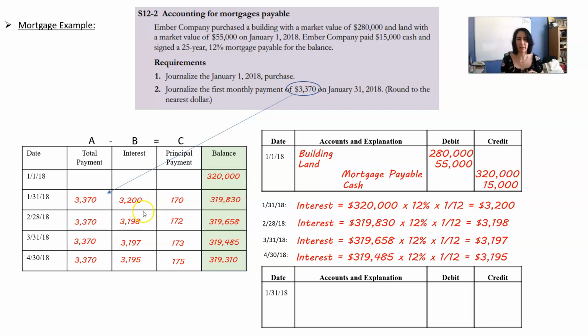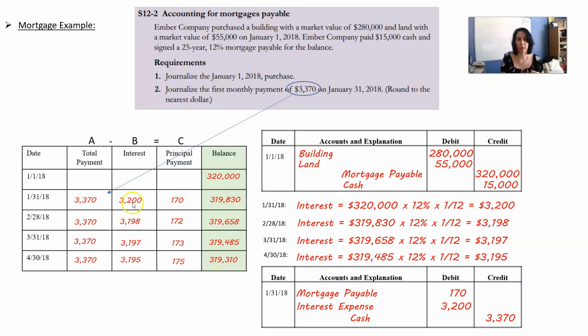Now what's happening here, well, let's do the journal entry and then I'll explain the analysis of this in the next video. The journal entry, we're doing the same thing. We're picking the pieces right out of the grid. So January 31st, they want you to journalize the first payment. So we've got a debit to mortgage payable, right, because we're reducing the loan balance, $170 right there. We've got interest expense of $3,200 and a credit to cash of $3,370.